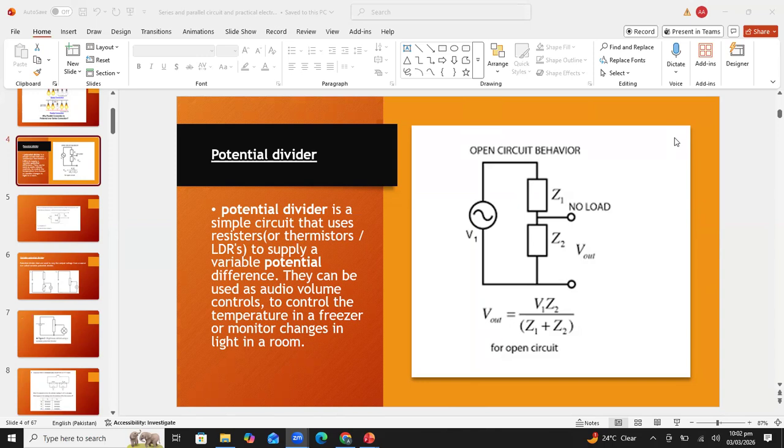So let me tell you, students, what a potential divider is. Potential means voltage. Divider means it is a circuit which divides the voltage among different resistors. I'm repeating: a potential divider is a circuit which divides the voltage among different resistors. You can see, students, it's a type of series circuit only.